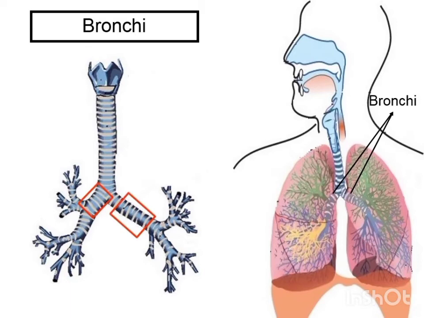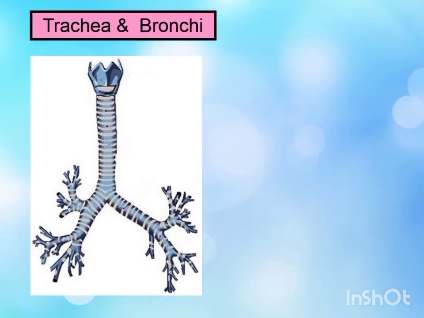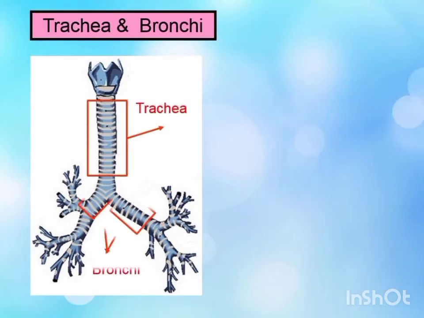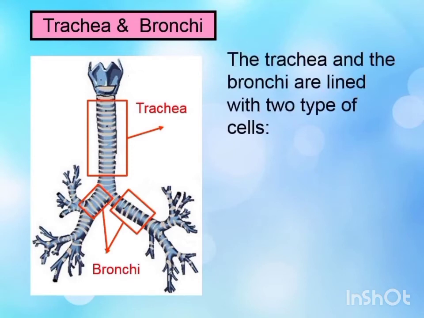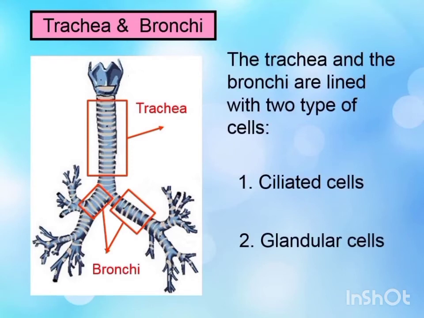Now there is a clear view of the trachea, bronchi, and bronchioles. Okay, trachea and bronchi. You can see the clear view of the trachea and bronchi. The trachea and the bronchi are lined with two types of cells, the ciliated cells and the glandular cells.